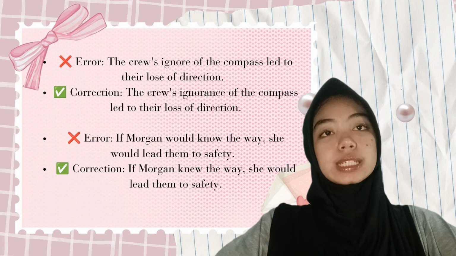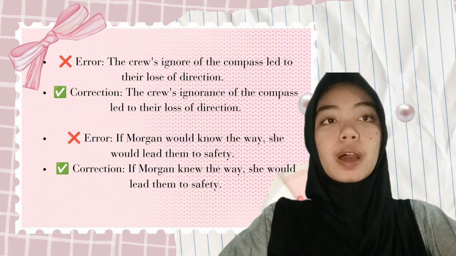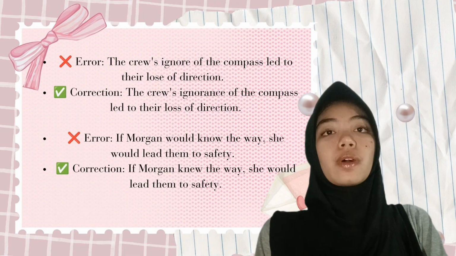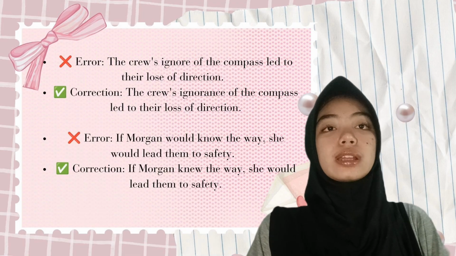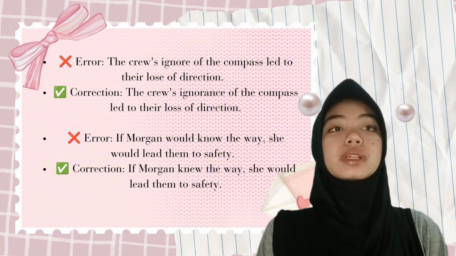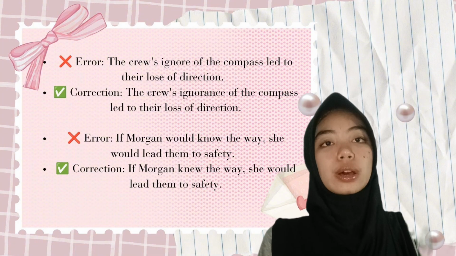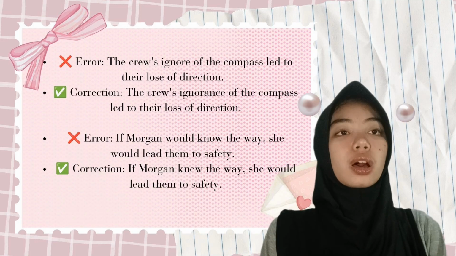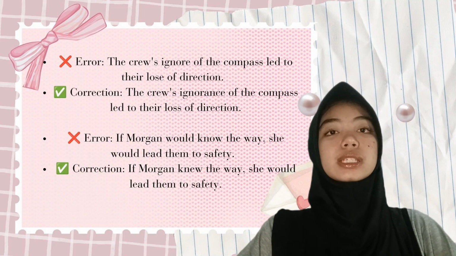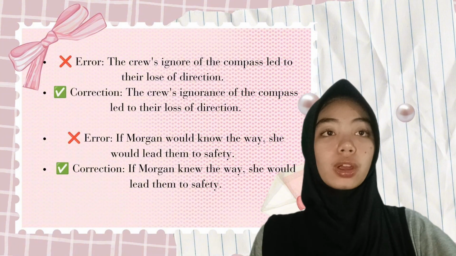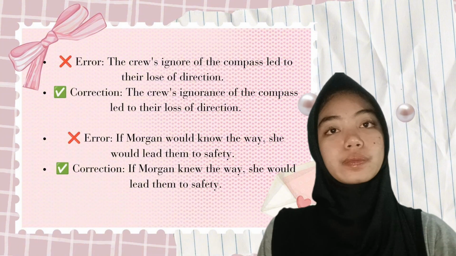The fifth sentence contains an error with the possessive adjective crew's and their being followed by the verbs ignore and lose. In the concept of nominalization, we must change those verbs into nouns. Ignore becomes ignorance, and lose becomes loss. The correct sentence, the crew's ignorance of the compass led to their loss of direction.